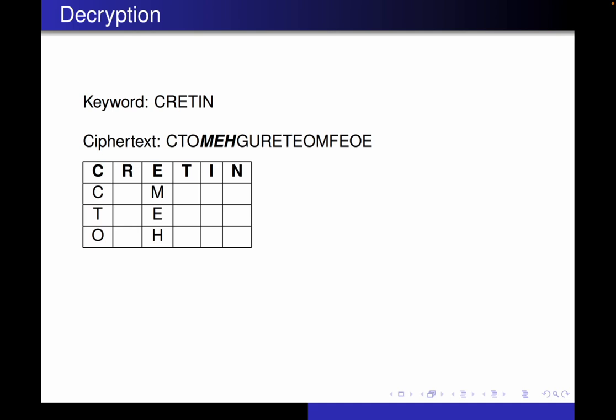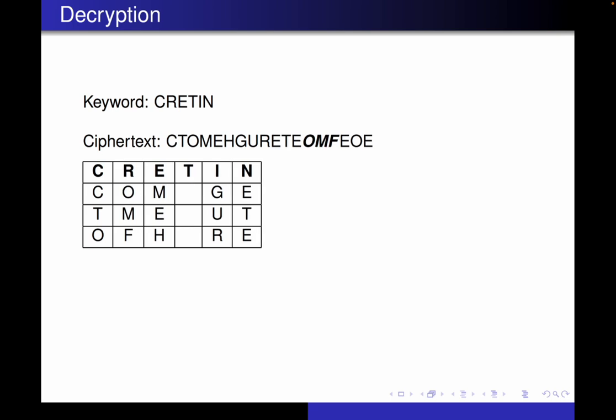After E in alphabetical order comes I, that is the 5th column, and that's going to be the next 3 letters, G, U, and R. After I, we have N, and that is the last column. The next 3 letters are E, T, and E. And after N, we have R in Cretan, so that is going to be the second column. The next 3 letters are O, M, and F. And then our last column is T, and those 3 letters are going to be E, O, and E.